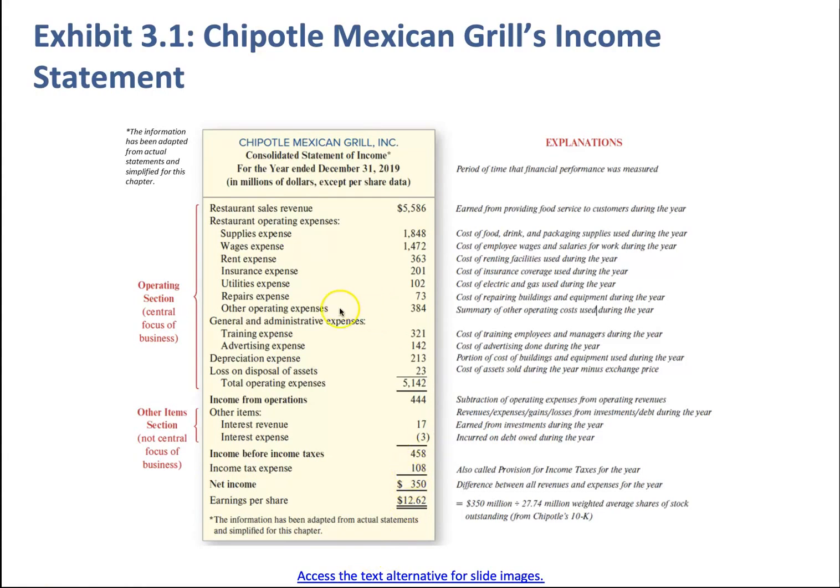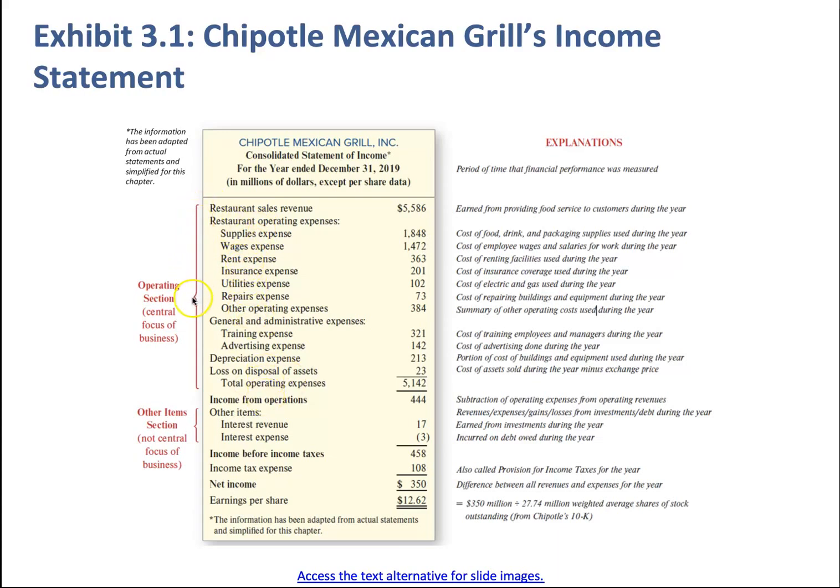An income statement always starts with a line called revenue or sales, depending on the nature of the company. For example, if it's a company providing guitar lessons, it would start with service revenue. If it's a merchandising company, it would start with sales or sales revenue. And you will see all the expenses are classified into different categories.